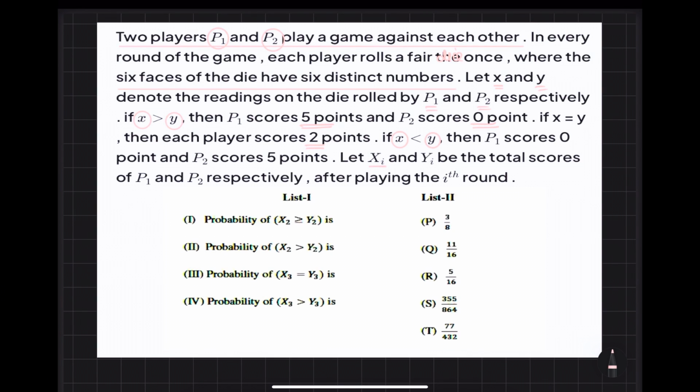Let Xi and Yi be the total scores of P1 and P2 respectively after playing the ith round. So suppose i is 5, this means after playing 5 rounds, what is the score of P1 is represented by Xi, and the score gained by P2 will be reflected by Yi. I hope the idea is clear.